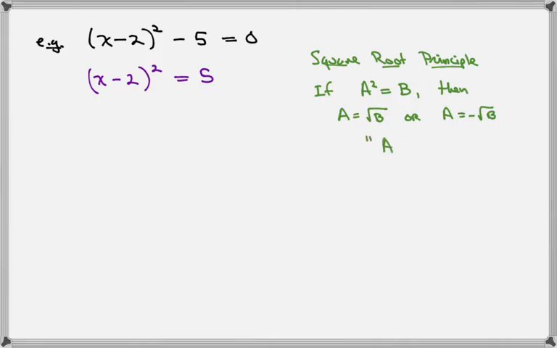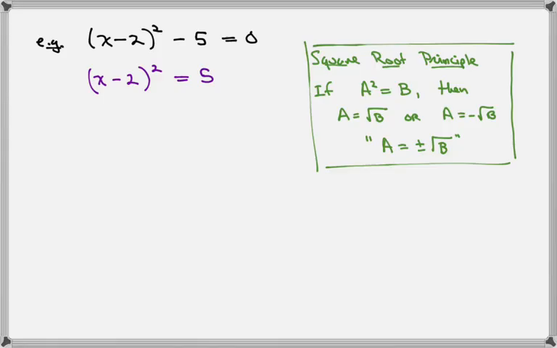We write that briefly as a is equal to plus or minus the square root of b. In this example, the number that's being squared is this number in parentheses. It's the x minus 2. So this looks like x minus 2, that's my a, is equal to the square root of 5 or the opposite of the square root of 5, plus or minus square root of 5. If I add 2 to both sides, I can write this as 2 plus or minus the square root of 5.